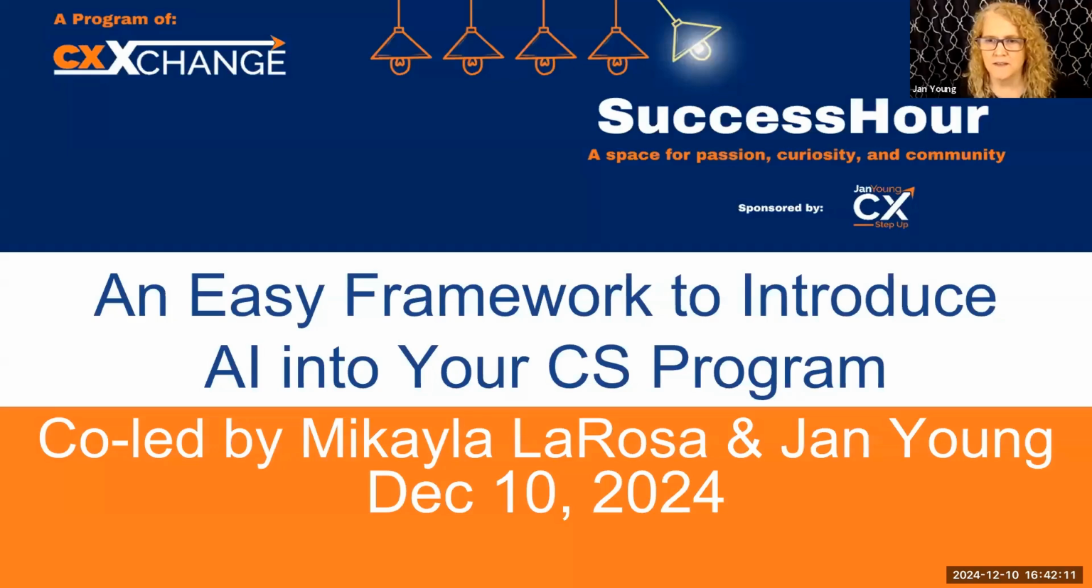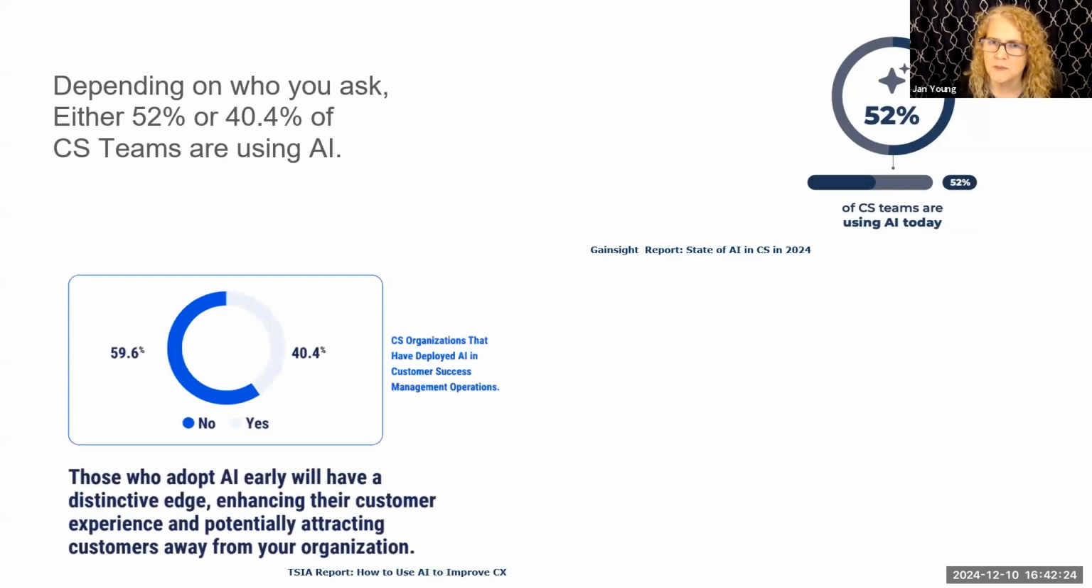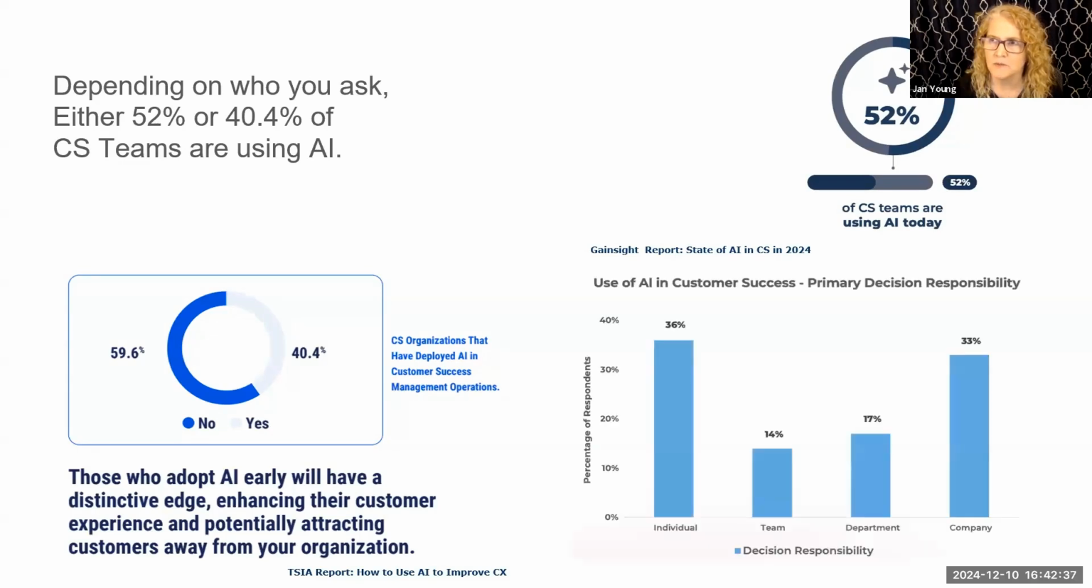Awesome. All right, so let's dig into it. Depending upon who you ask, either 52% of customer success teams or only 40% of customer success teams are using AI in some way, right? That's a pretty small amount and a lot of opportunity for us to do some stuff here.